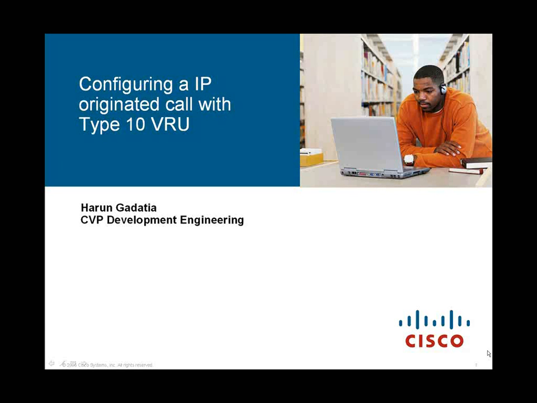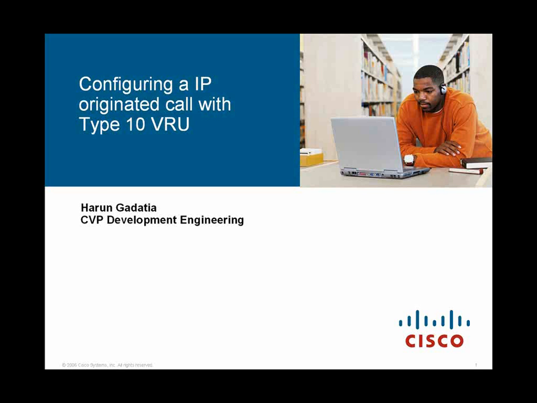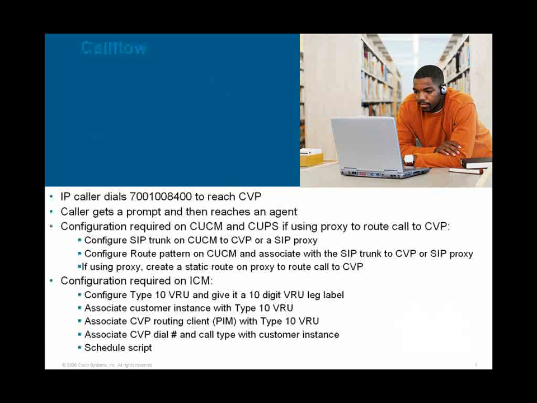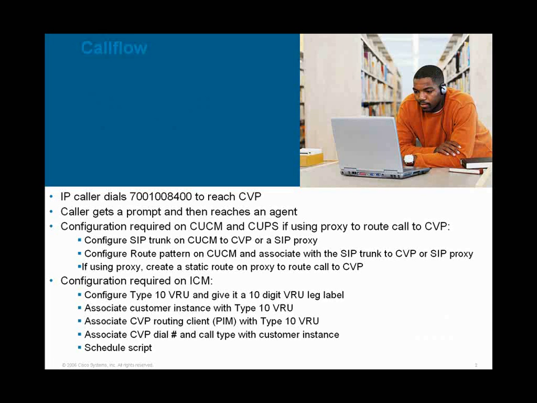This video will demonstrate how to configure an IP-originated call with CVP with a Type 10 VRU. Basically, we'll see a small demonstration of an IP caller dialing this specific dial number to reach CVP, get a prompt, and then reach an agent.